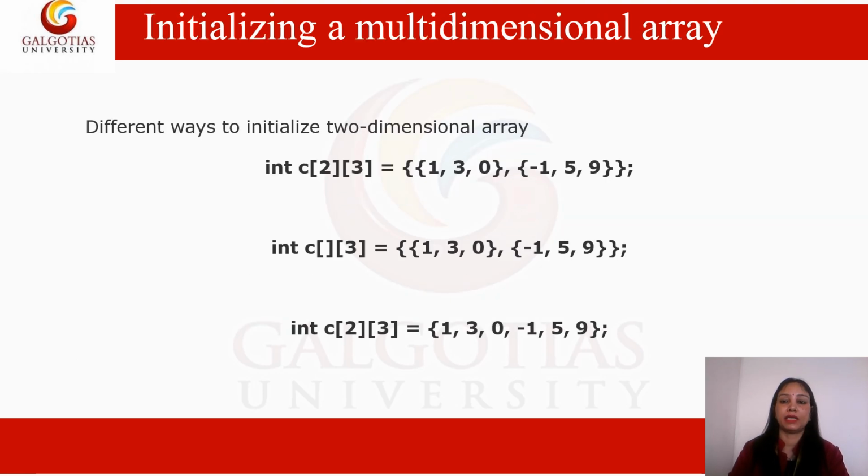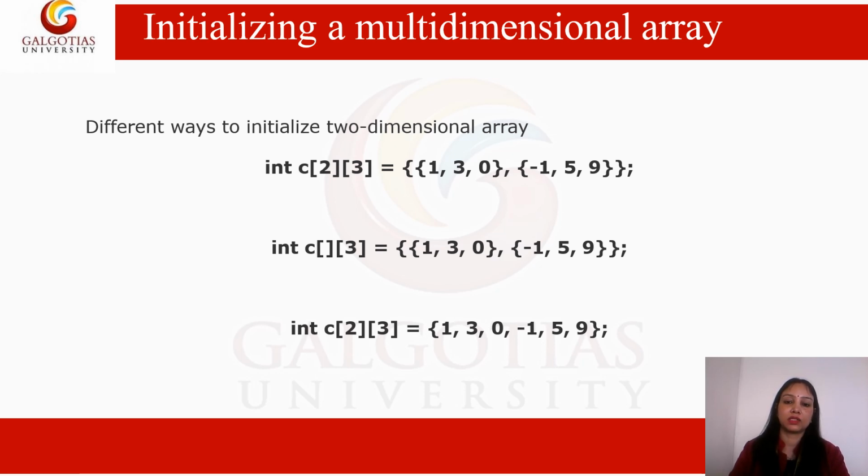Now, initializing a multidimensional array. In the previous slide we learned how to declare a multidimensional array. Now we are going to learn how to initialize a multidimensional array. There are different ways to initialize a two-dimensional array. The first is, as you can see on your screen, int c 2 3, where c is the array name, 2 is the row size, and 3 is the column size. Within the curly braces we put again curly braces for each row, where we give all the row elements separated by commas, and then in the second curly braces we give the next row's elements separated by commas. So this is one initialization.